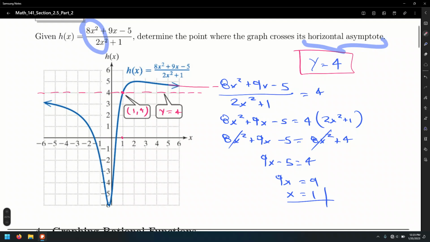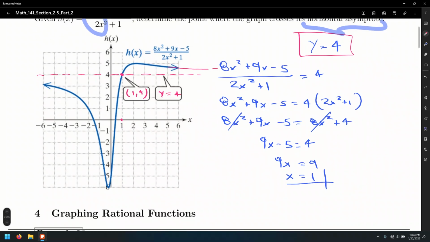All right? So there are cases in which, as in this particular case, there's a point of intersection, because we got a consistent equation. For example, if you get something like 3 equals 4, that's a contradiction. 3 is not equal to 4, so that means no solution and no intersection between the horizontal asymptote and the graph of the function f of x. All right?